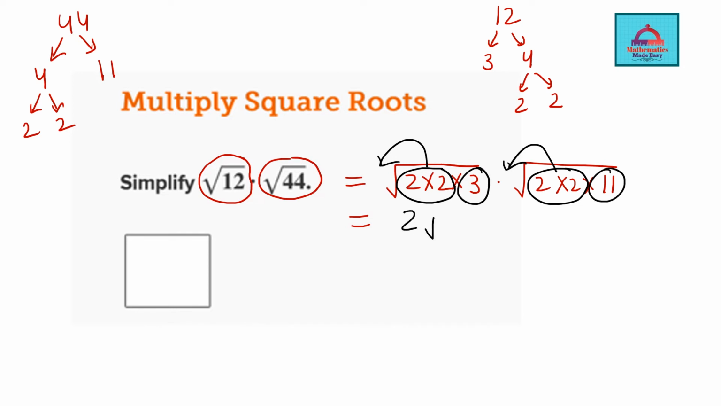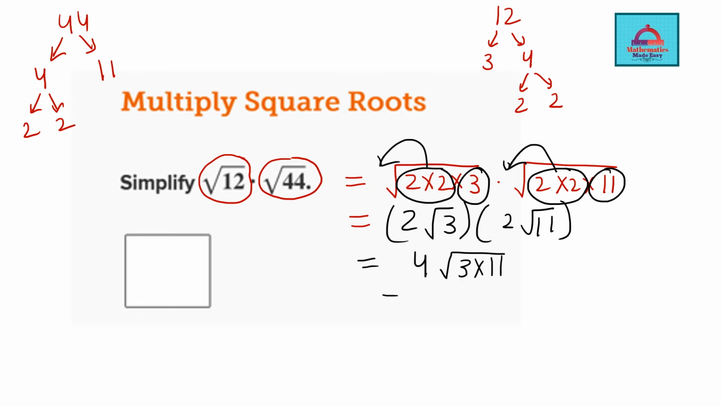So 2 square root 3 multiplied with 2 square root 11. Now 2 will be multiplied with 2, the numbers outside, to give you 4, and 3 will be multiplied with 11 to give you 4 square root 33 as the answer. So it will come here in the box. Very simple. What is inside the radical will be multiplied with what is inside, and what is outside the radical would be multiplied with the number outside.